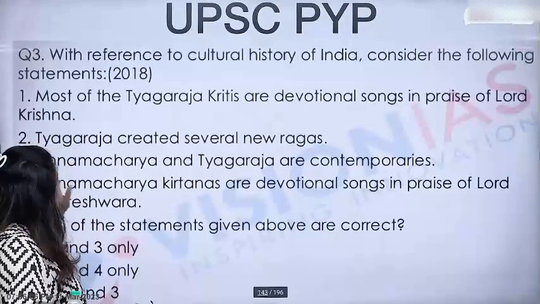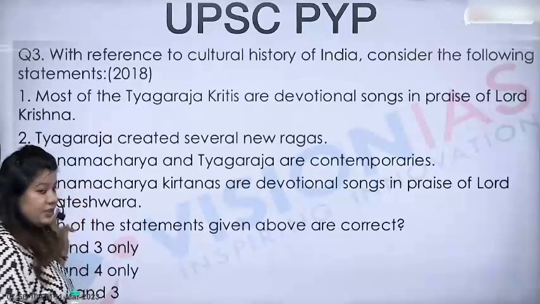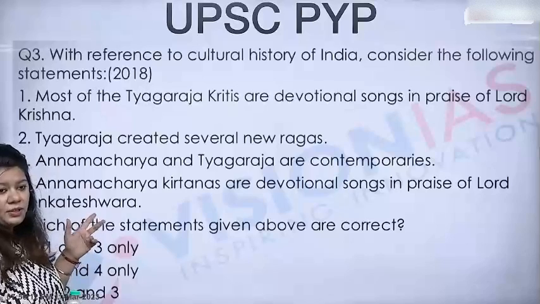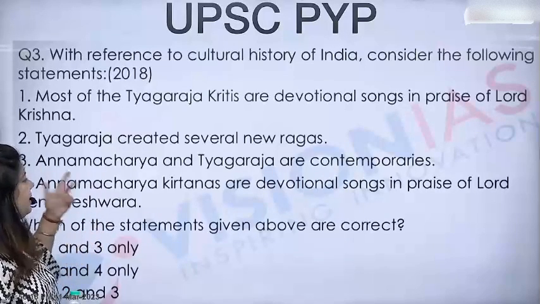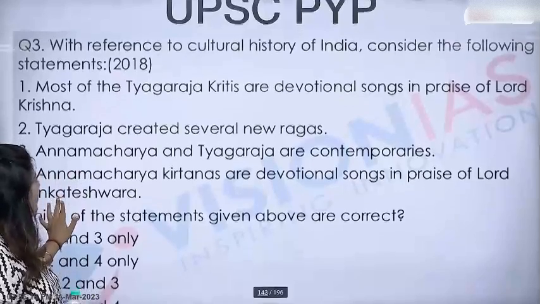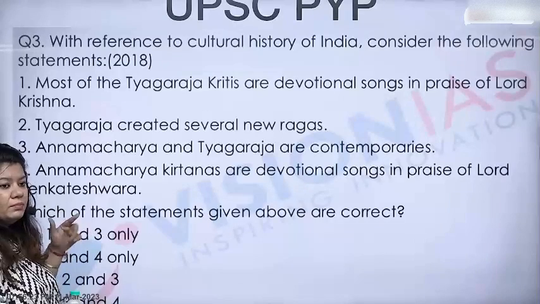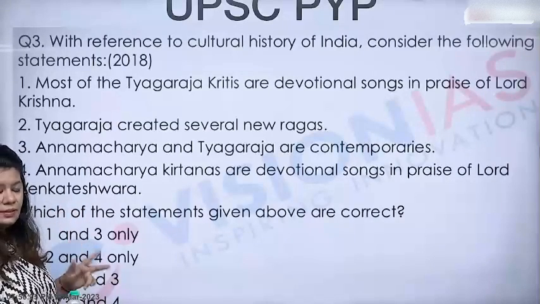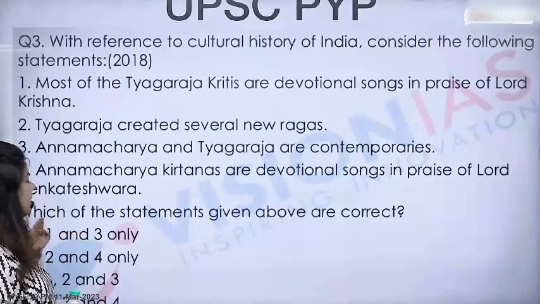So the first statement says most of the Tyagaraja Kritis were devotional songs in praise of Lord Krishna. Okay, so Tyagaraja was a devotee of Lord Ram, not Krishna. Tyagaraja created several new ragas. Annamacharya and Tyagaraja were contemporaries. So contemporaries of each other should also be learnt. Annamacharya Kirtans were devotional songs in praise of Lord Venkateshwara.